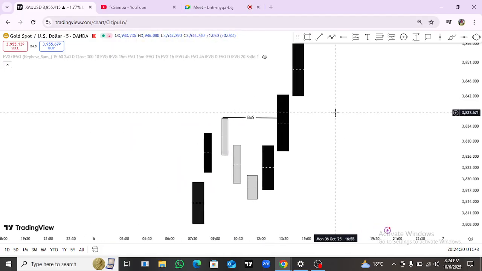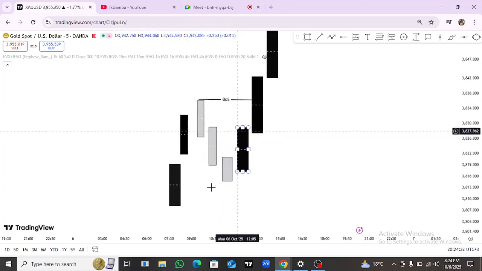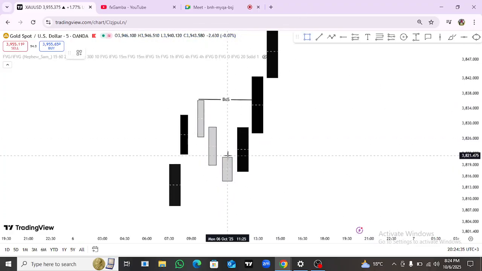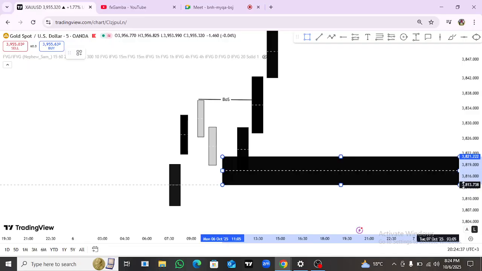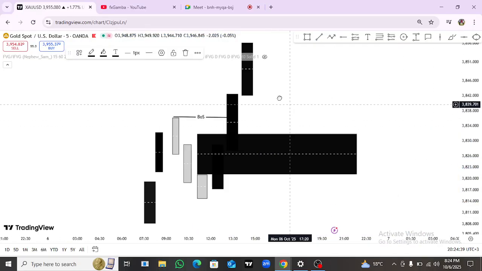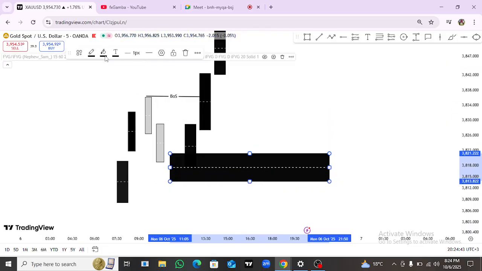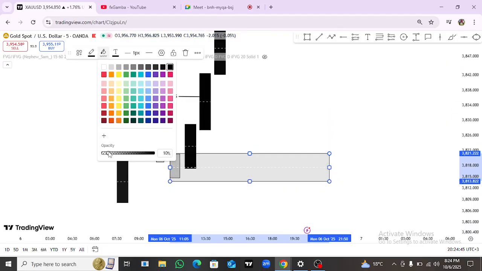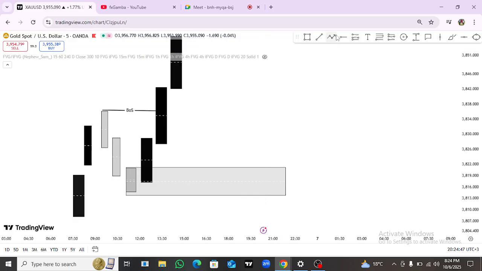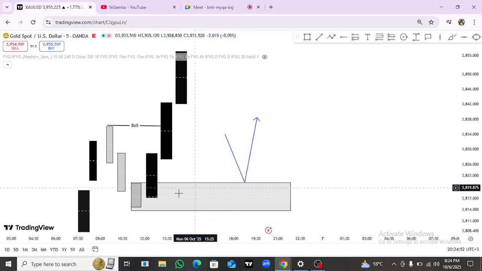So the last candlestick that printed, the last opposite candlestick that printed before the push to the above, that is what we shall be calling an order block. In this scenario, this is an order block. This is an order block over here. Let me just draw it. So these are order blocks, and we shall be expecting price to come back again and tap that zone.